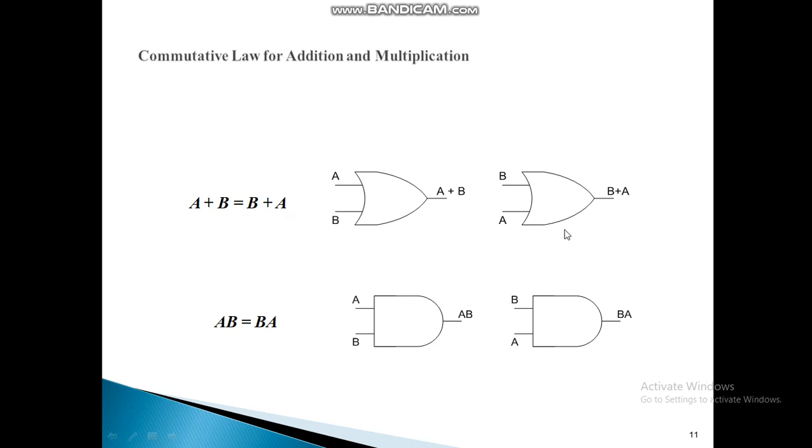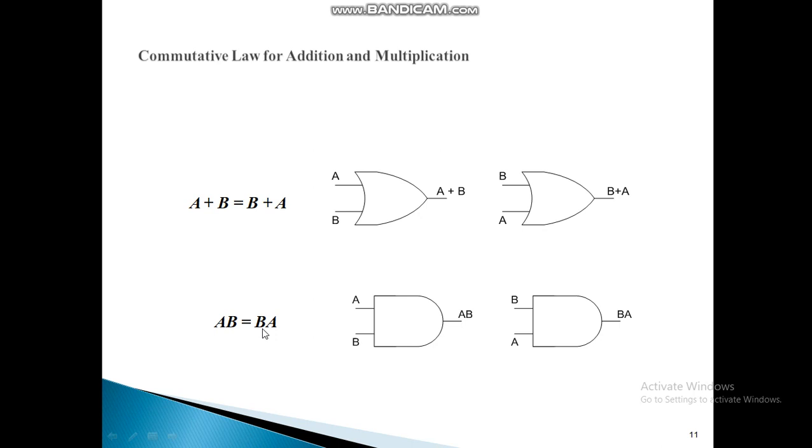Then the result of the second gate will also be equal to 0. So we can say that A plus B is equal to B plus A. Now AB is equal to BA with respect to multiplication.